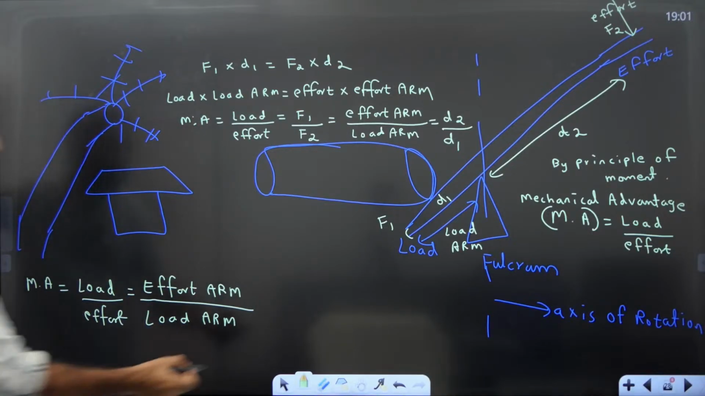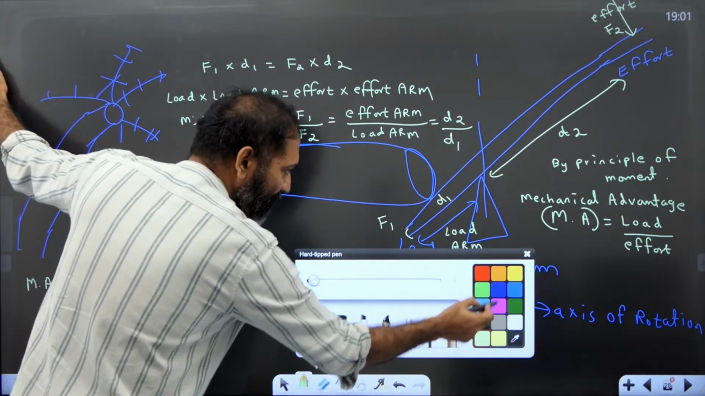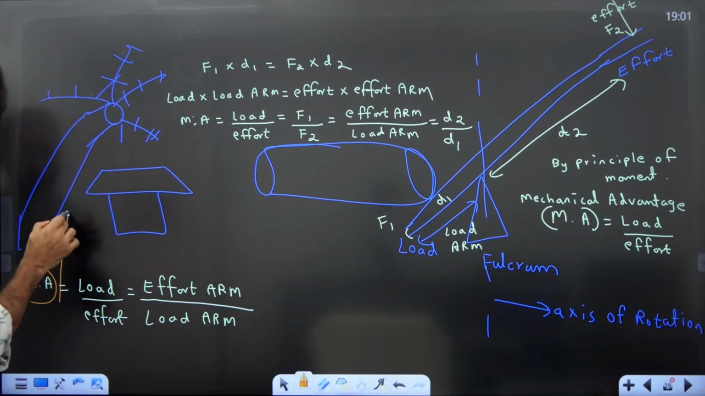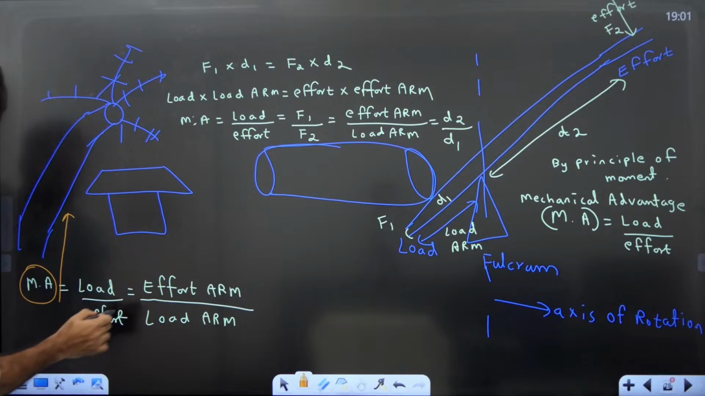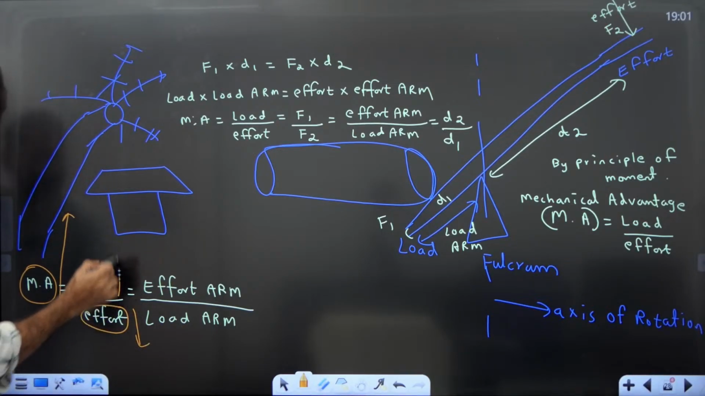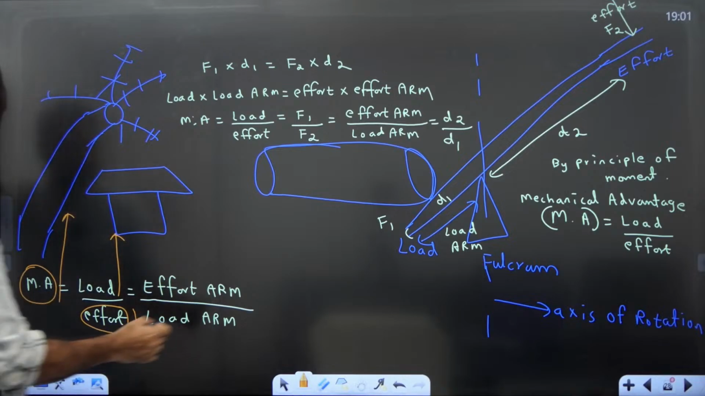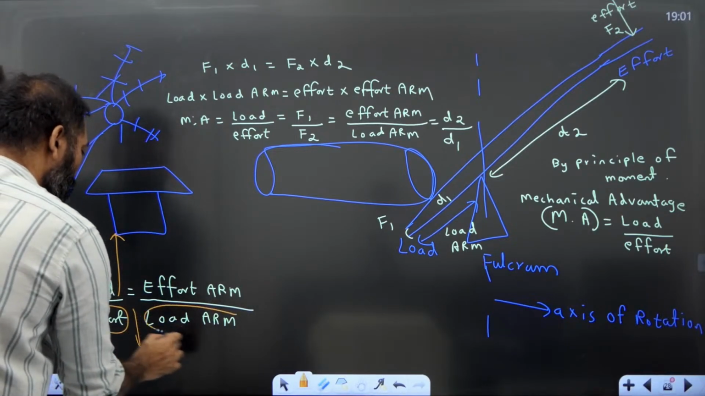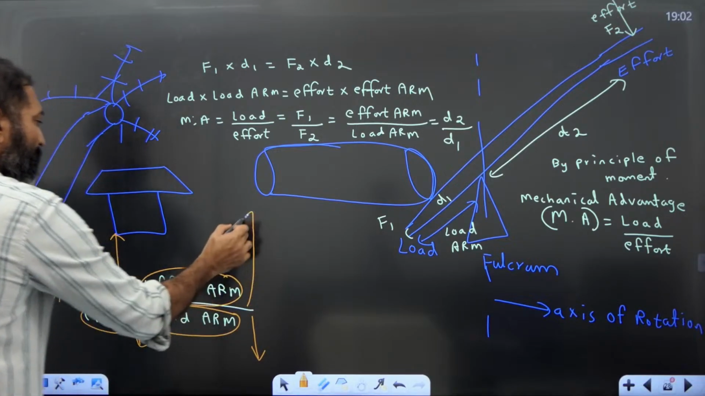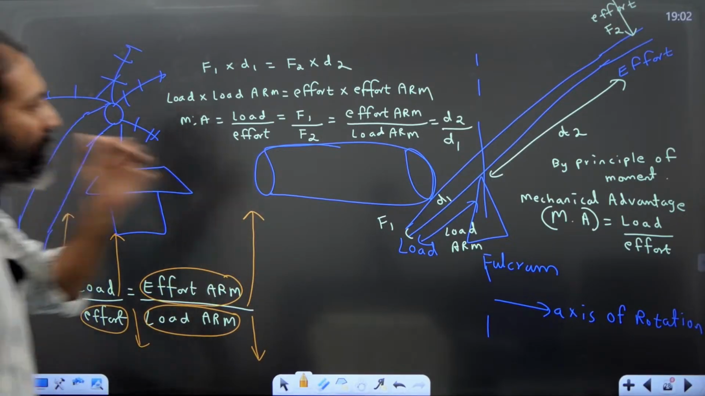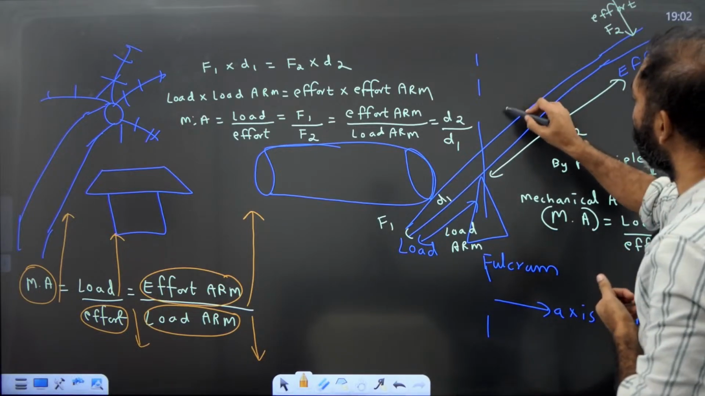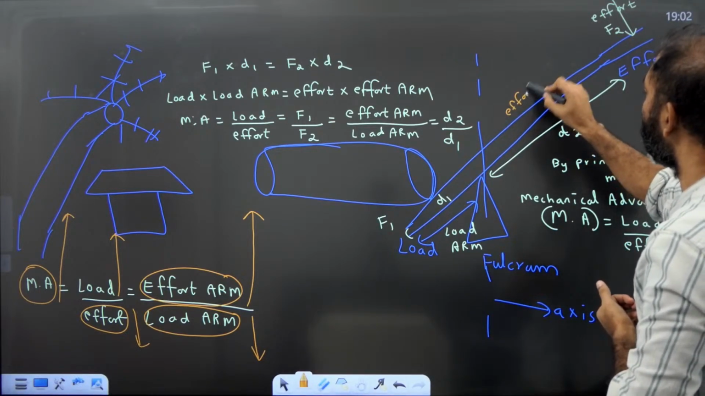Now what is our purpose? Our purpose is to increase mechanical advantage. So what should my effort be? Effort should be minimum. And load should be maximum. Similarly, load arm should be minimum and effort arm should be maximum. Is this the correct way I have done it? Yes. My effort arm is larger, effort arm is high.